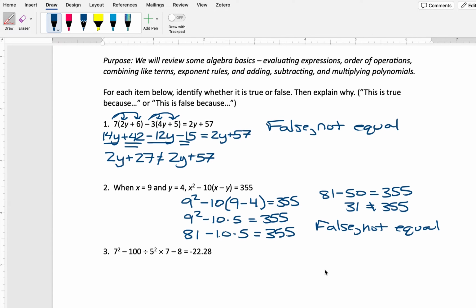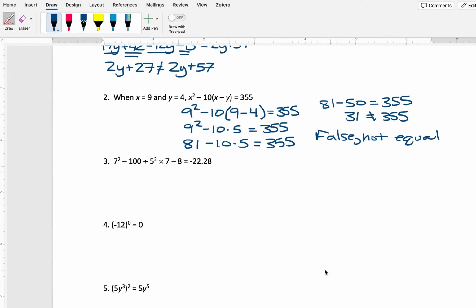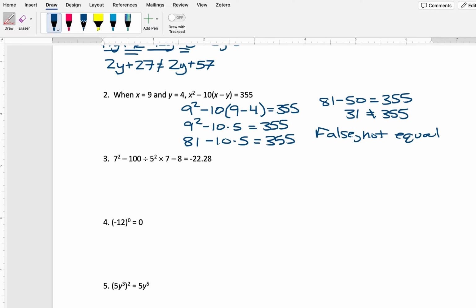Moving on to number 3, this is another one where we're looking at order of operations. So I don't have any parentheses in here. So my next step is going to be exponents. So I have 7 squared, that's 49, minus 100, divided by, now I have a 5 squared, that's 25, times 7, minus 8. And we want to see if that's equal to negative 22.28.